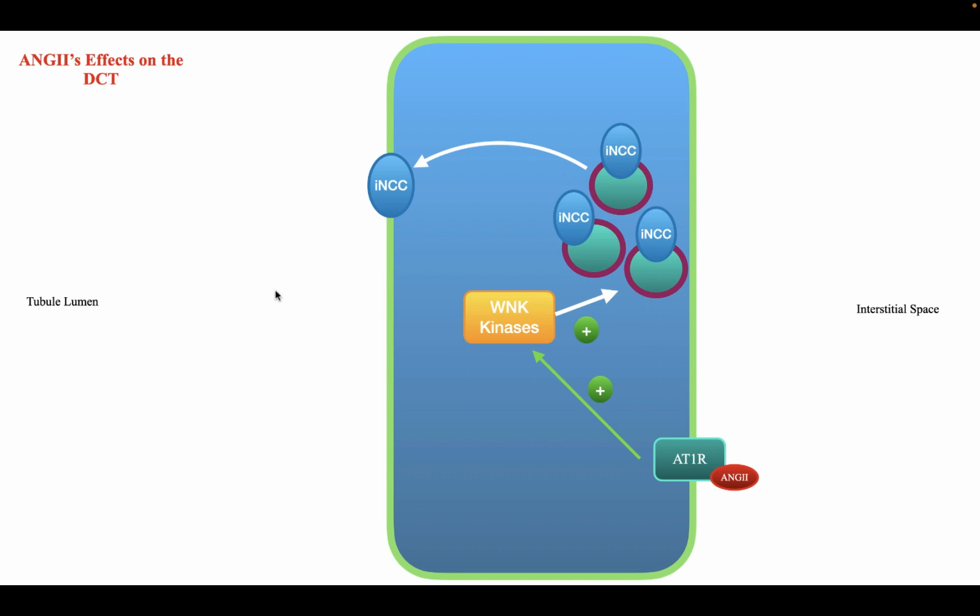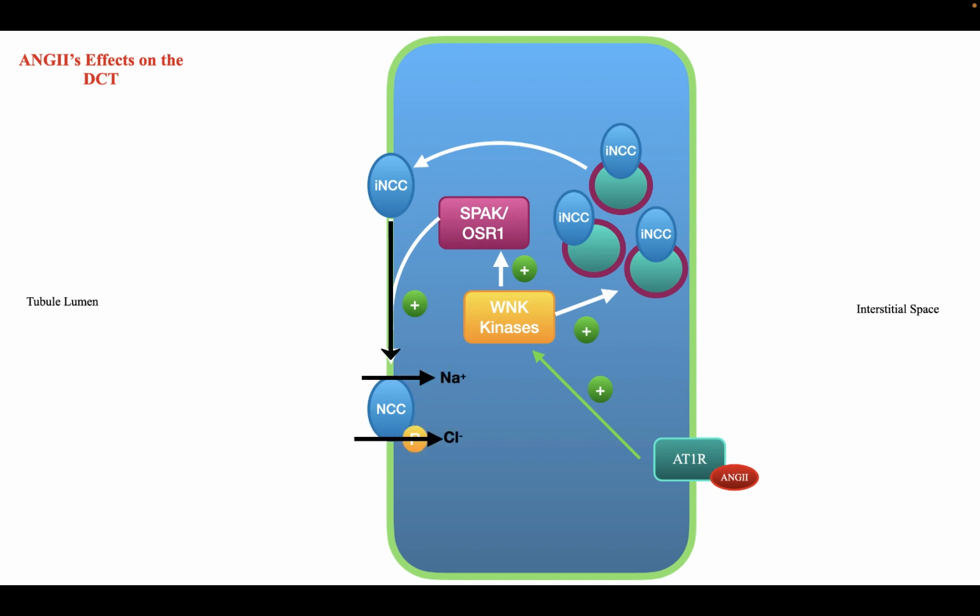However, in order to activate these sodium chloride cotransporters, we need another protein. And this protein is going to be SPAK and OSR1. So WNK kinases will activate SPAK and OSR1 proteins, and the SPAK and OSR1 proteins will phosphorylate these inactivated sodium chloride cotransporters, which will therefore cause them to be activated. And when these sodium chloride cotransporters are activated, this will allow sodium and chloride to be brought into the cell.